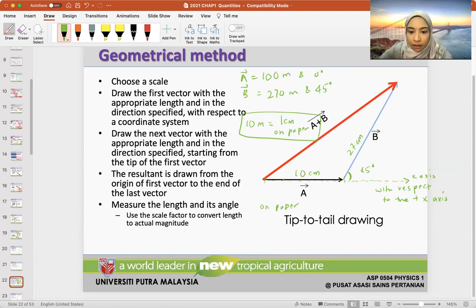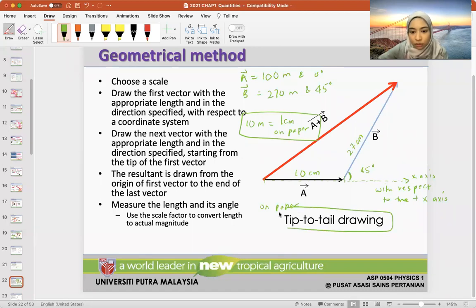And then draw the next vector with the appropriate length and in the direction specified starting from the tip of the first vector. Okay, yang ni kita tak cerita lagi. The resultant is drawn from the origin of the first vector to the end of the last vector. Okay, kita baru cerita pasal scale. Now let's go on to tip to tail drawing, this method.